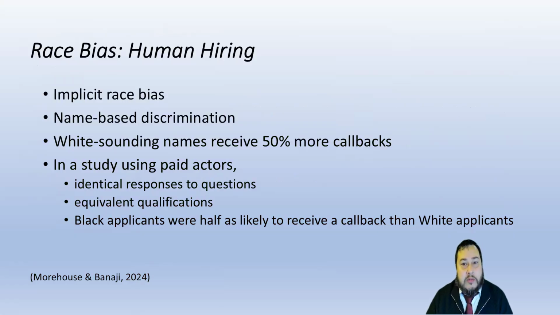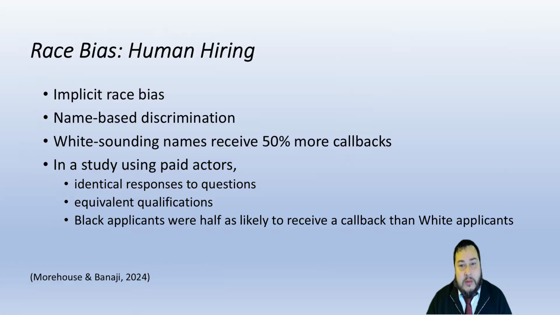When we look at race bias in hiring, the evidence is overwhelming across decades of research. Morehouse and Banahi discuss a series of resume audit studies that reveal how persistent these disparities are. In one of the most well-known findings, resumes with white-sounding names received 50% more callbacks than identical resumes with black-sounding names. The applicants both had the same experience, education level, and skill, only the name was different.